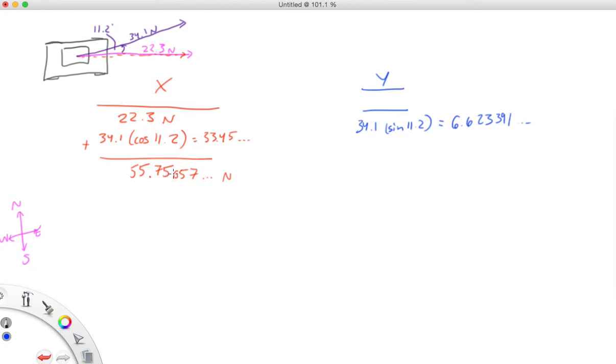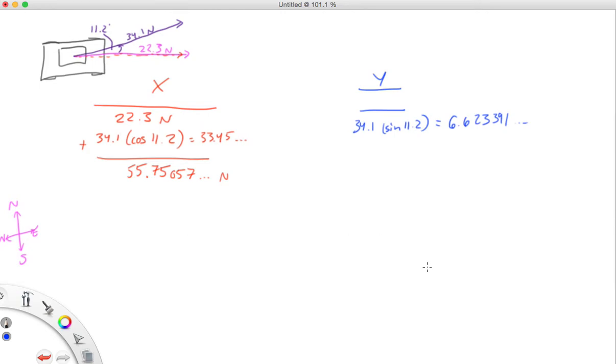So this is our y component, and here's our x component. If I draw this out, the y component's not going to be as big as the x component, obviously. So let's just say this is 6.62. Let's leave it as 3 sig figs for now. And this is much bigger in the x direction. It's going in this direction, like this. This is going to be 55.8 newtons there.